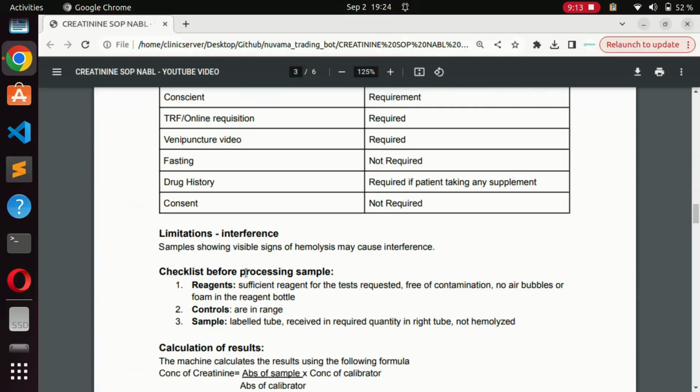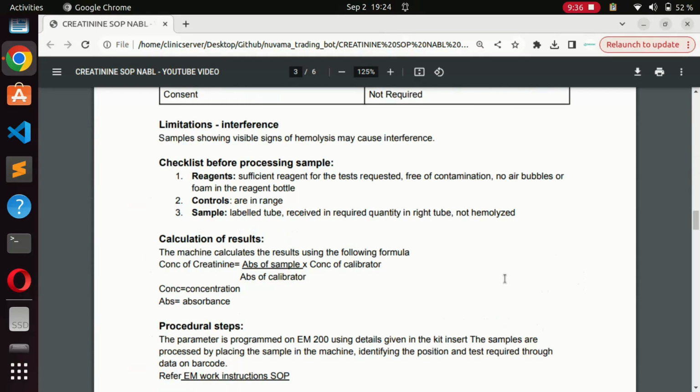Now, what are the limitations or interferences that may be encountered while processing samples using this method? So that is basically hemolysis. Samples showing visible signs of hemolysis may cause interference. Now, is there any checklist before processing the samples? So there are 3 things that this lab follows. Reagents: sufficient reagent for the test is required, free of contamination, no air bubbles or foam. Control should be in range, and for the sample there should be a labeled tube received in the required quantity in the right tube and not hemolyzed, because hemolysis can cause interference.